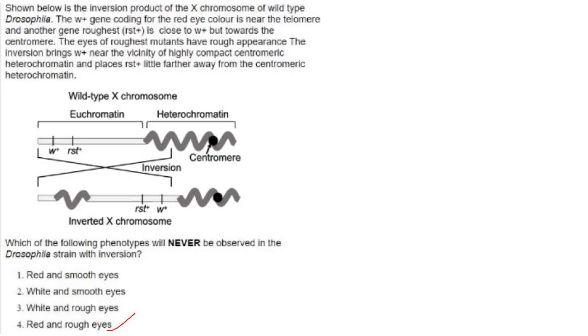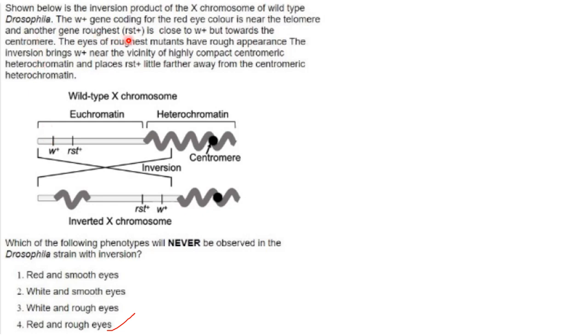Coming to the next question. Shown below is the inversion product of the X chromosome of wild type Drosophila. The W plus gene coding for the red eye color is near the telomere. This is the W plus gene. It is near to the telomere, so it is getting expressed.